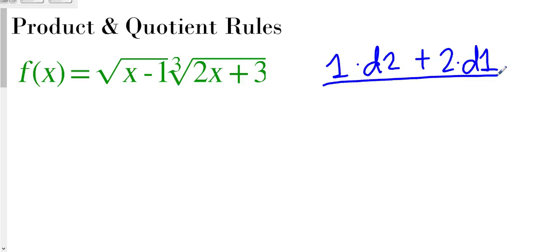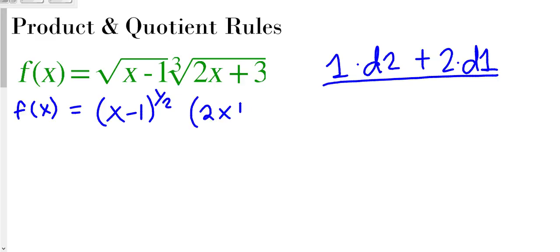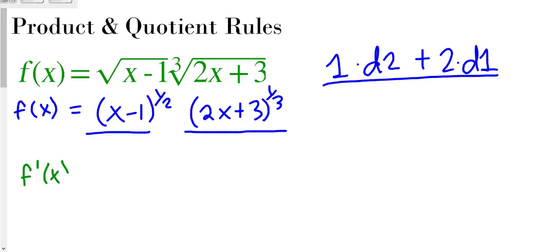So to rewrite our problem, first we would have x minus 1 to the 1/2. Then we would have 2x plus 3 to the 1/3. So be careful when rewriting. This is important. It's a product rule because we have this multiplied by this. So when we take the derivative, we have the first, so not changed, x minus 1 to the 1/2, times the derivative of the second.